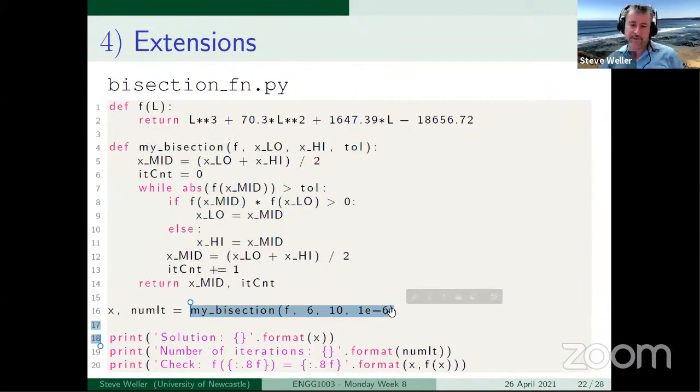I've called it my bisection. We pass in a function value, defined here in lines 1 and 2. We pass in the low and high values for X, for the values either side of the solution. They're not particularly critical. We'll change them in a moment and see what the impact is. And then we pass in a tolerance. And then at the bottom of the screen, you'll see the solution, the number of iterations, and a check that the value is in fact a solution. The code is called bisection_fn.py. I posted the code in Blackboard. It's in the lecture code channel.